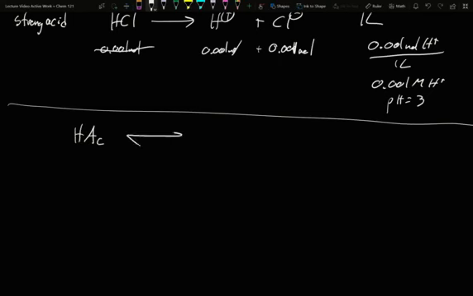HAc, in equilibrium with H+ and Ac-. Well, initially we have 0.010 moles of our HAc, and we had 0.0050 mole of our Ac-.